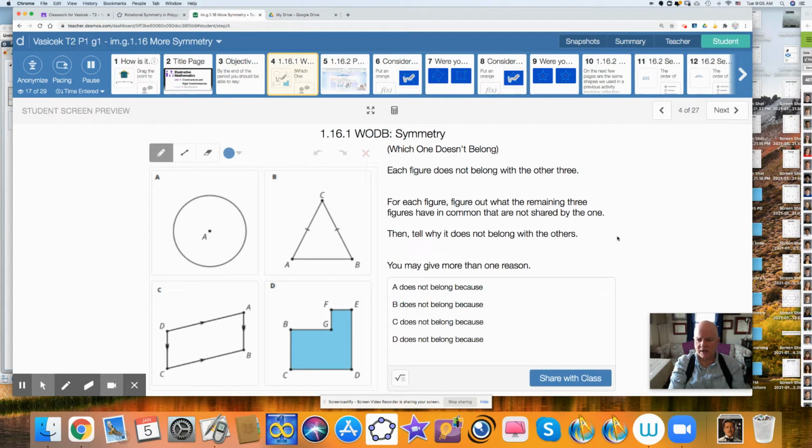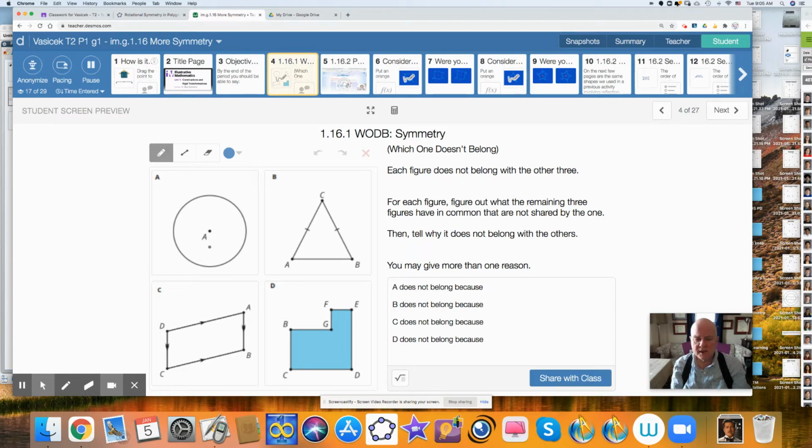We start off with this idea of which one doesn't belong. There are four of these figures. Each one does not belong with the others for a reason. For example, you could say A does not belong with these other three. The other three are all polygons, and A is not. It's a circle. It has no straight sides. Some people said B doesn't belong because it's a triangle. Well, that's true, but the other three don't have anything in common that makes B unique because it's a triangle. Same with C. C is a parallelogram. Well, it's not unique.